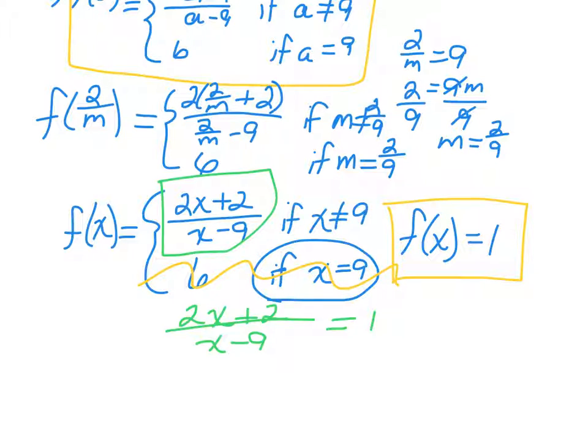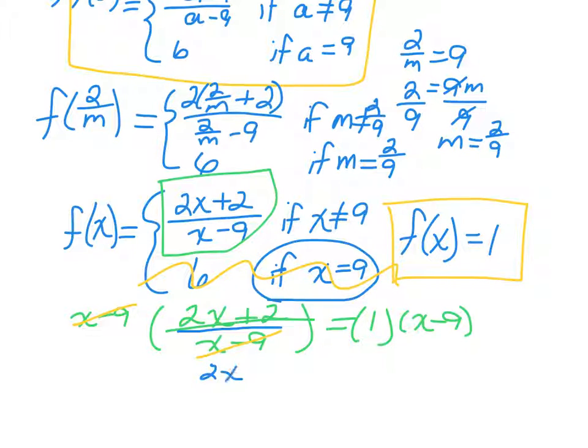So that means we're going to take 2x plus 2 over x minus 9, and we're going to set that equal to 1. And what that means then is that if we multiply both sides by the least common denominator, which is x minus 9, which will eliminate the fraction on one side, then the expression that we have now is 2x plus 2 is equal to 1 times x minus 9, or simply x minus 9.